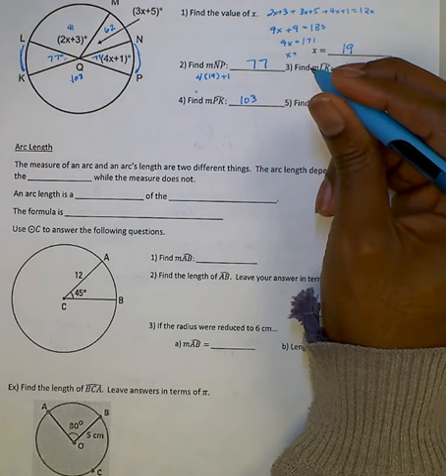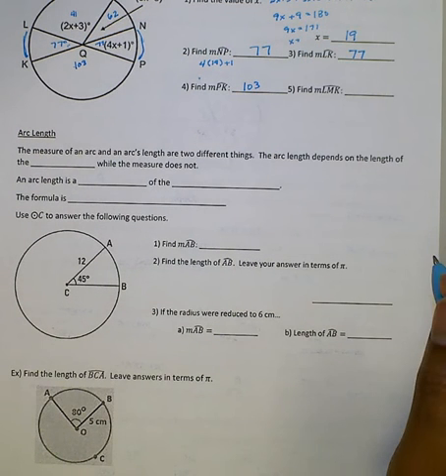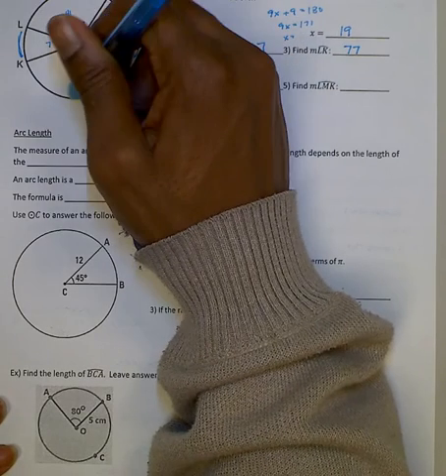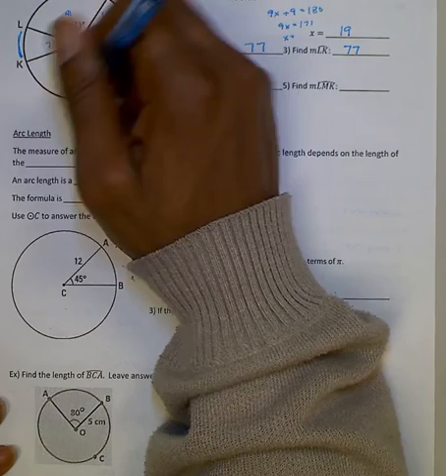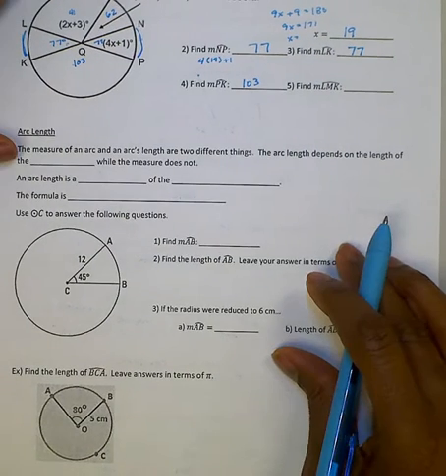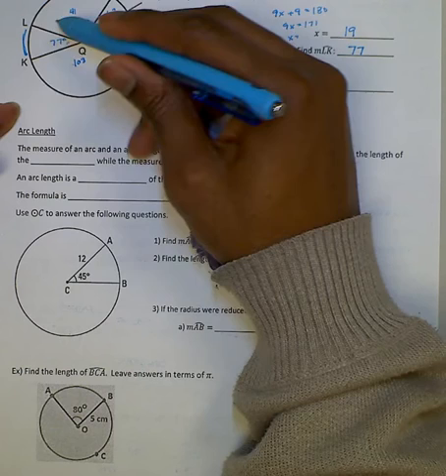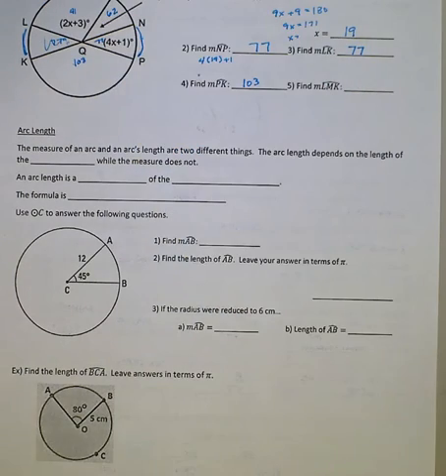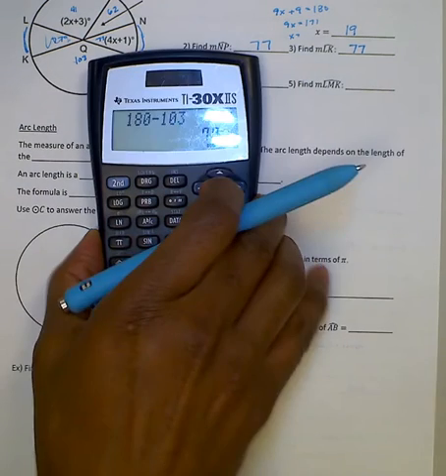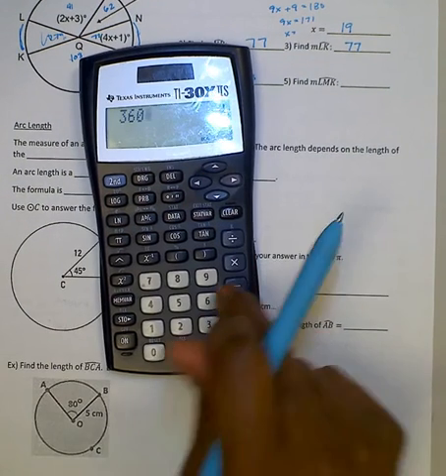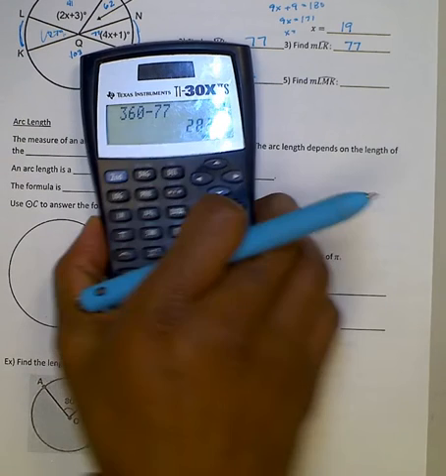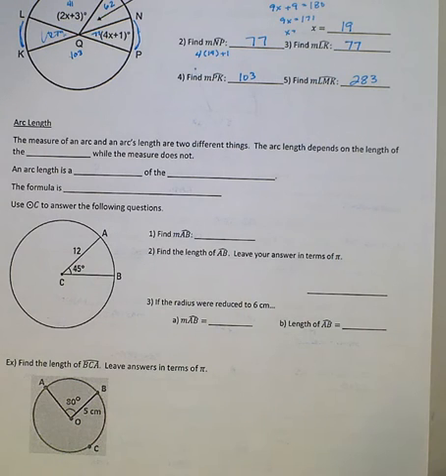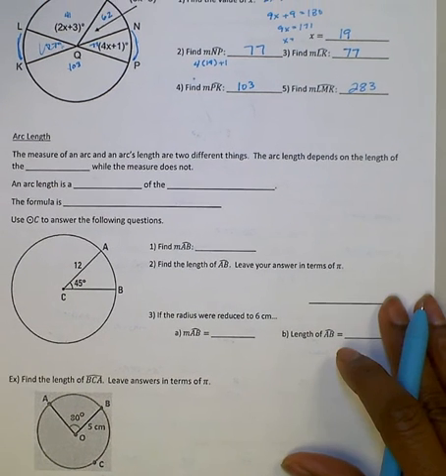And now finally it says find the measure of arc LMK. LMK. So that's this whole thing. L to M to K in that same direction. Notice the only part that's not included in this whole circle is arc LK. So what I can do is say the entire circle has 360. I'll subtract 77 from that, and that's 283.